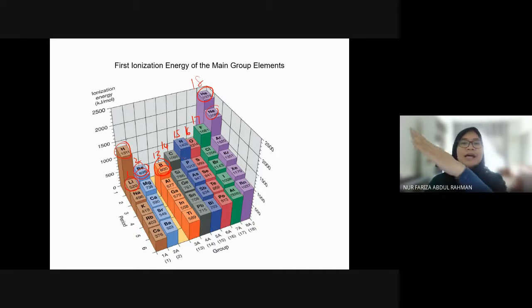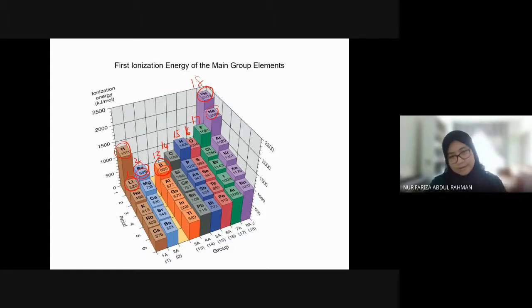Sepatutnya increasing lah, tiba-tiba jatuh pula, lepas tu increase balik, and then increase, and then suddenly goes down, and then increase balik. Okay, so there's a reason why for that. Anomaly ataupun abnormality. Okay, chemistry banyak sangat abnormality. Dia tak semestinya follow trend.